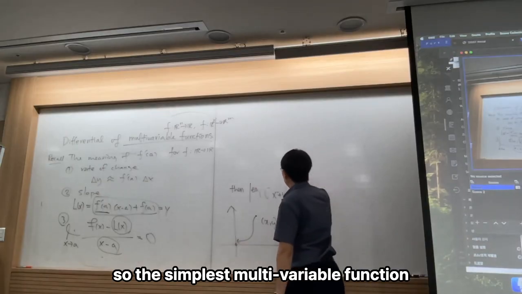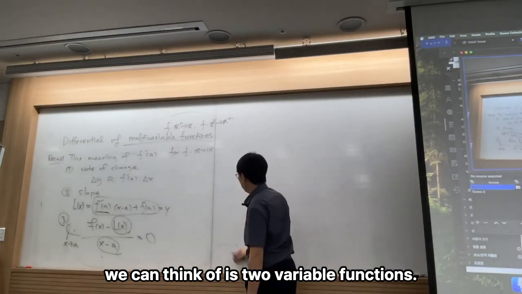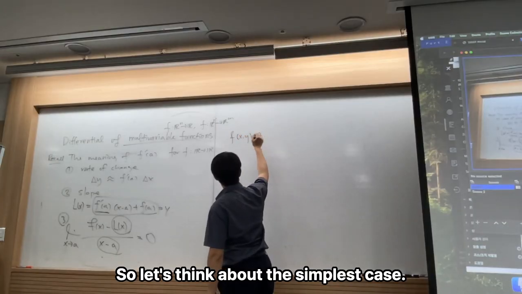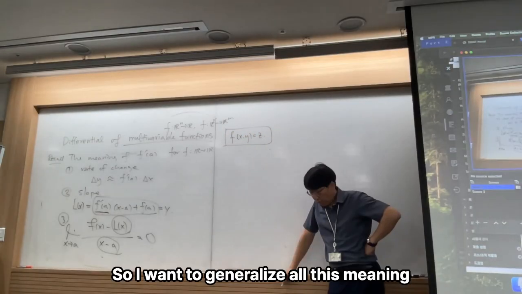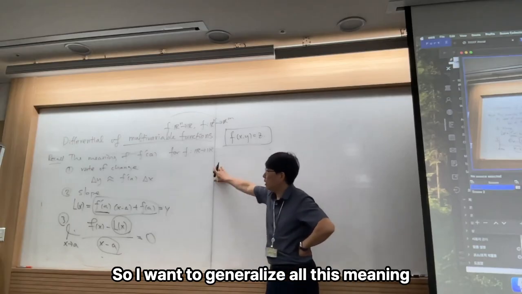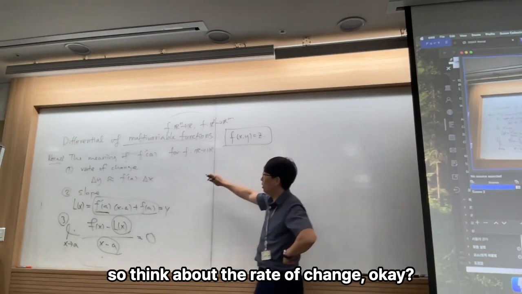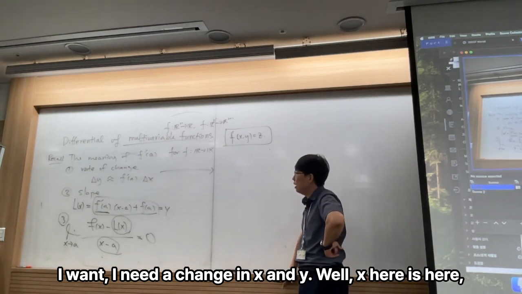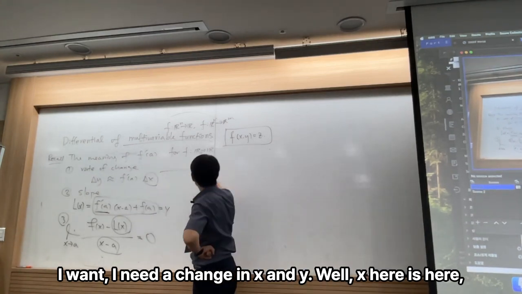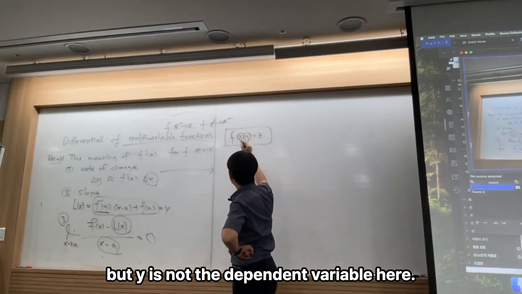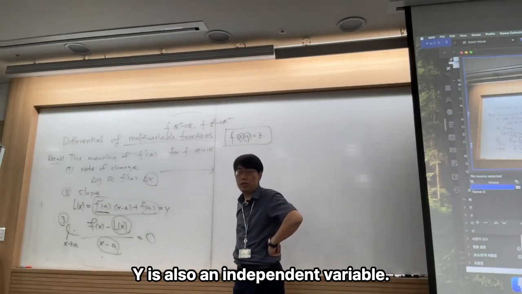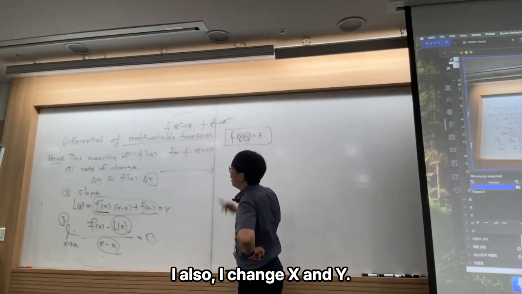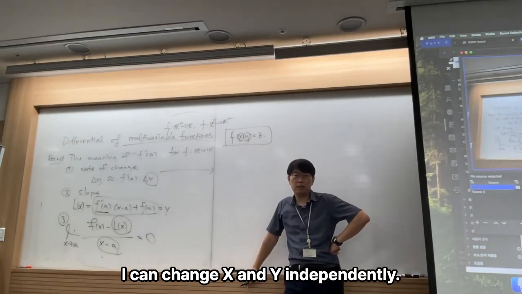The simplest multivariable function we can think of is a two variable function. So let's think about the simplest case. I want to generalize all this meaning to apply to this case. So think about the rate of change. I need a change in x and y. Well, x is here, but y is not the dependent variable here. y is also an independent variable. So when I change something, I change x and y. I can change x and y independently.